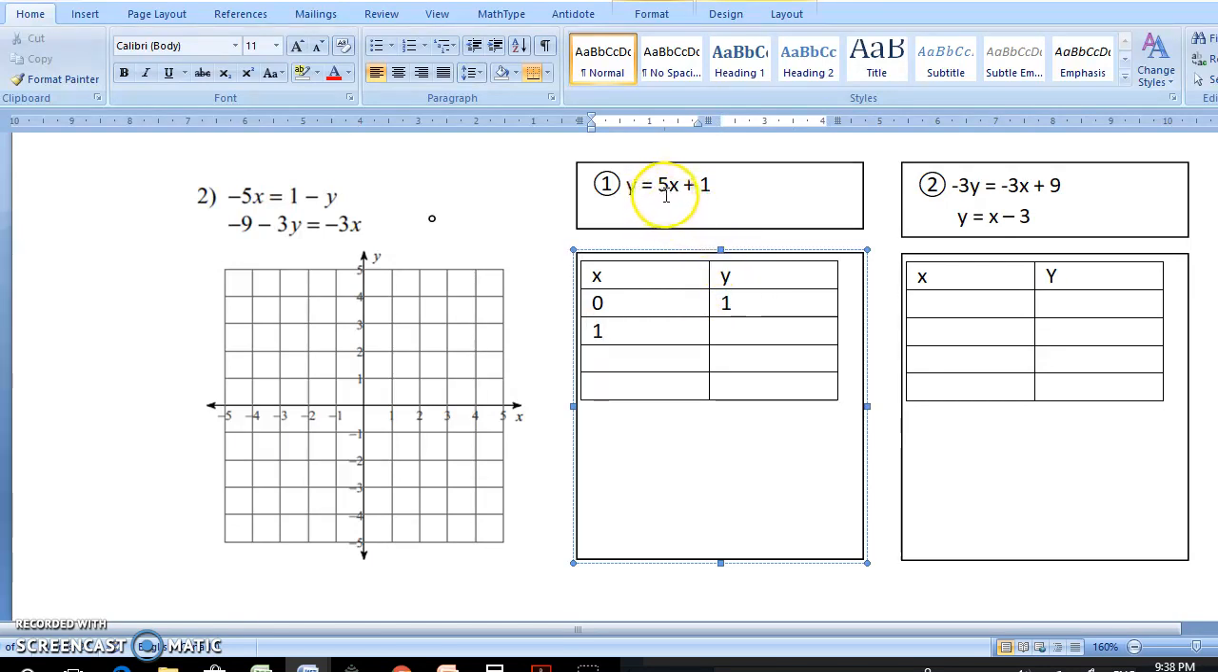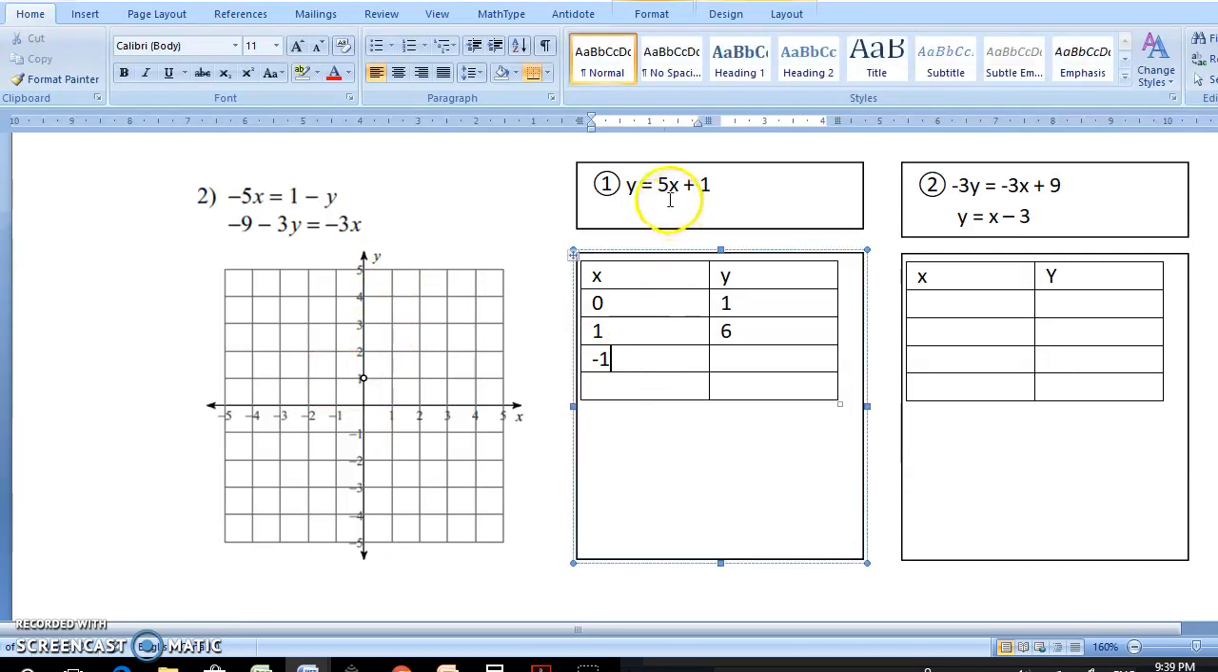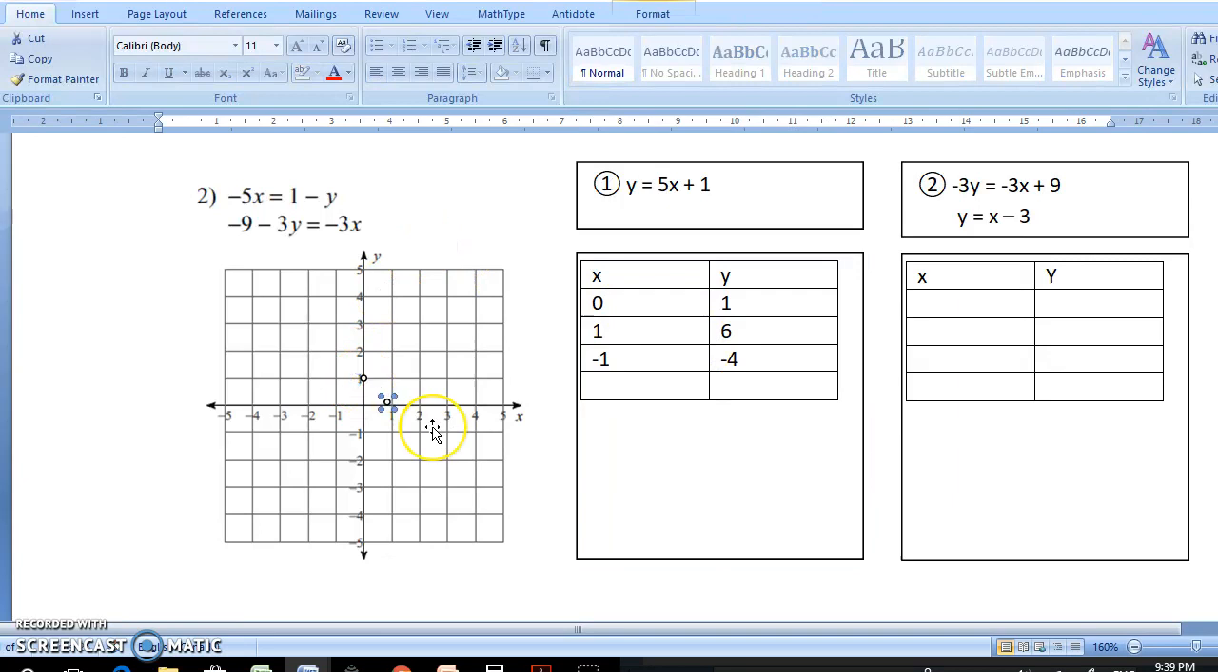If I did that here, I'd get 5 times 1, which is 5, plus 1, which is 6. And this is off the graph, because mine only goes up to 5. So I'll have to pick another one. So my first point was 0 and 1. My second point is off the graph, it's over here. So what I'll probably want to do, since the line is going this way, is move backwards. I'll try negative 1. And if I did, I'd get 5 times negative 1, it's negative 5, plus 1 is negative 4.